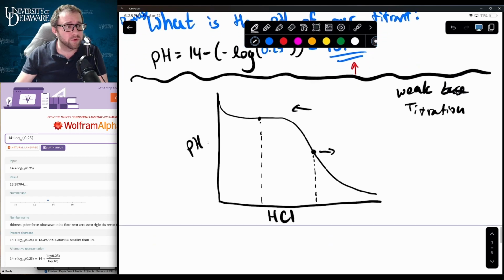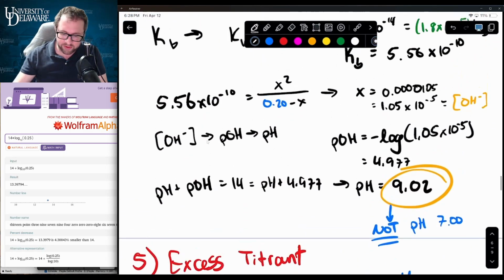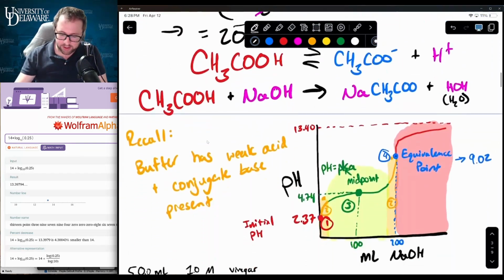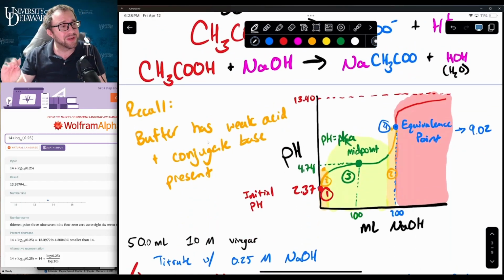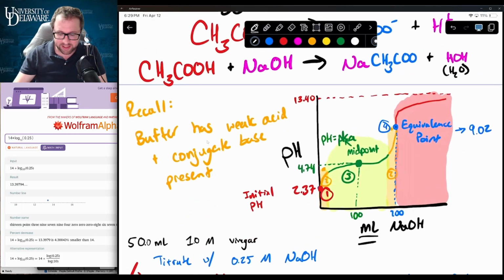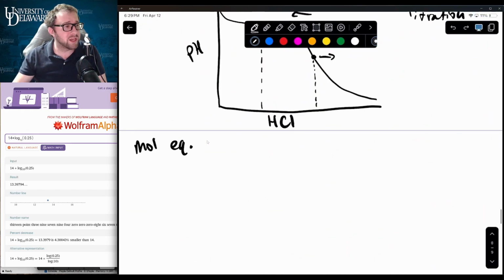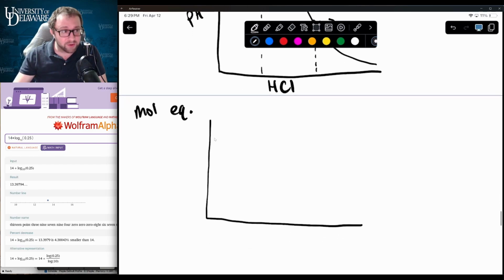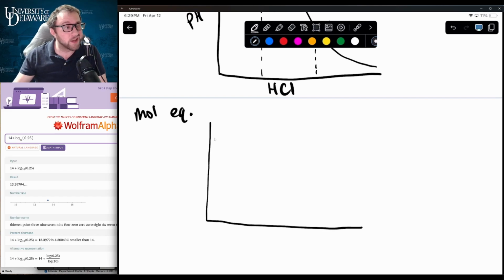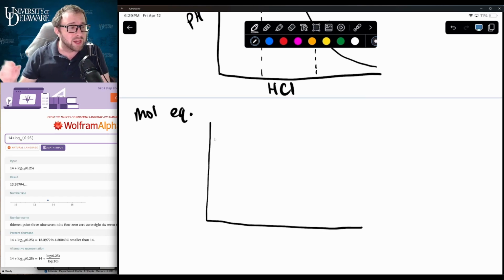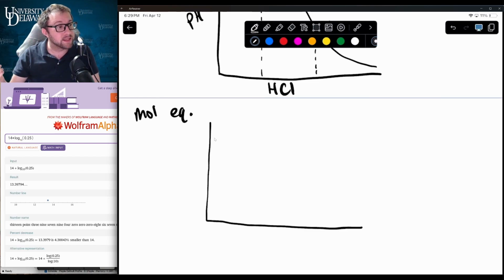Oh, I remember what I forgot, mole equivalence. So I was nice up here because we had a concrete example. I could write my axis in milliliters of NaOH, but usually we don't. When we talk about titrations, we talk generically about the titration. So we don't necessarily know how much analyte we have. We don't necessarily know the concentration of the analyte or the titrant. So we can't really make absolute axes. They have to be relative.